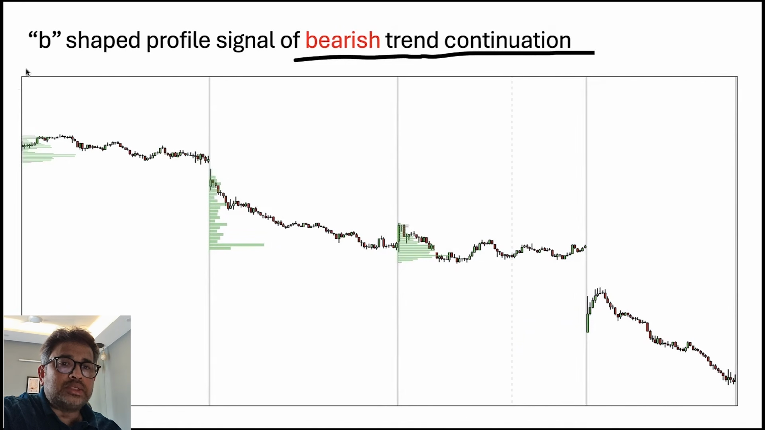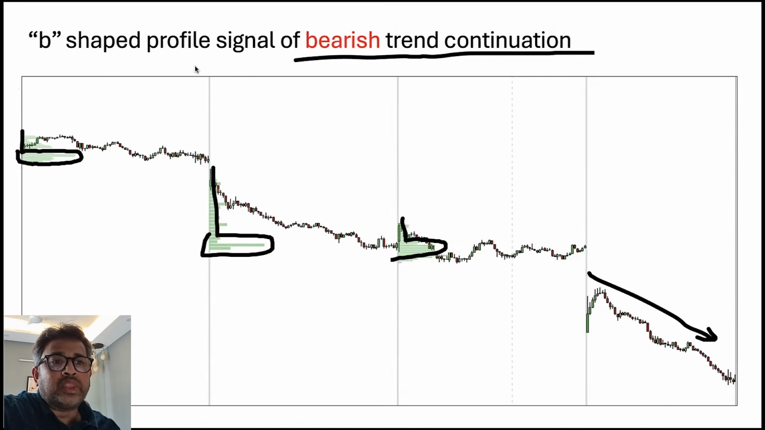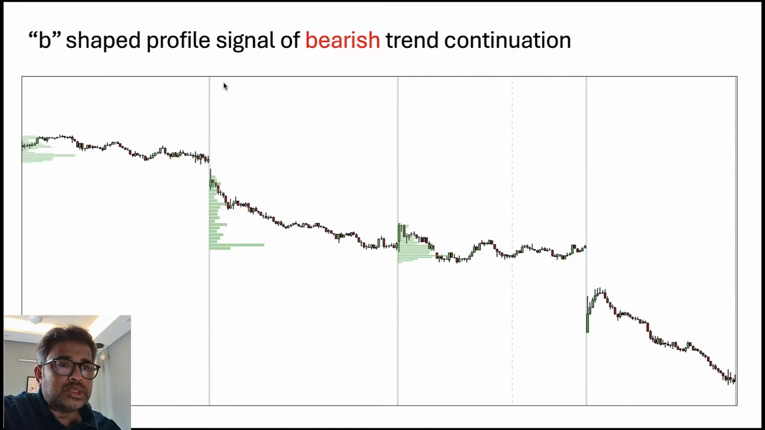So you can see that here on this chart, there is a B-shaped volume profile because of the highest volume. That means it's a bearish sign. Here also you can see the highest volume on the downside. Here also you can see the highest volume on the downside. So that means the chance of trend continuation is higher when you see a B volume profile on your chart.